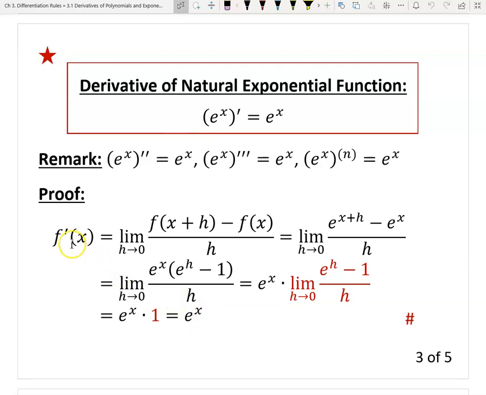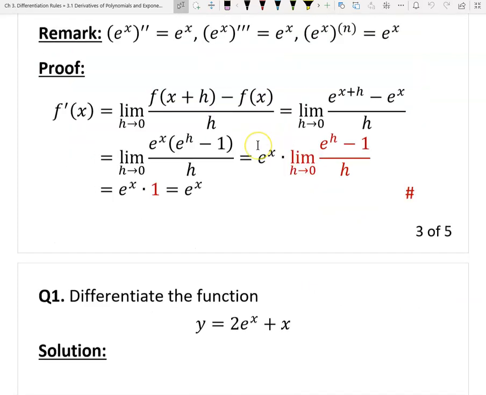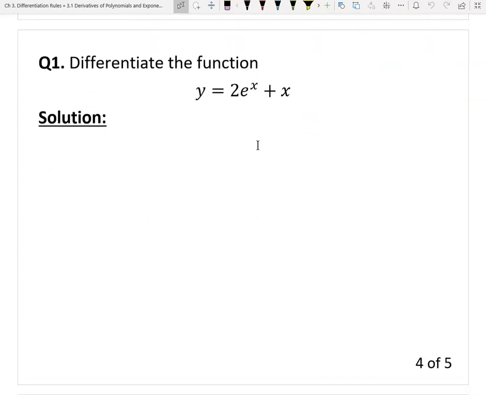Therefore, the derivative of the natural exponential equals the natural exponential, which is itself. We proved these results. Now, all we need to do is just use the results. So we're going to practice two simple questions.